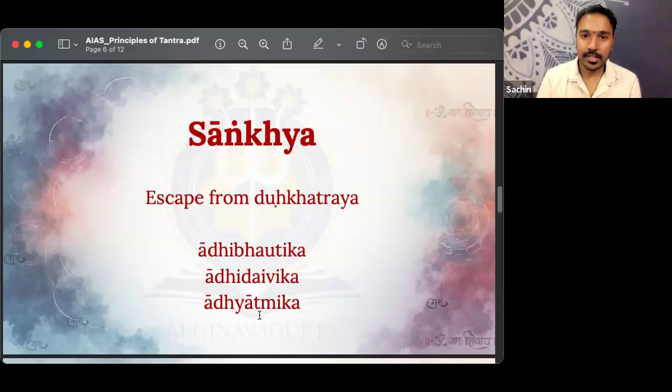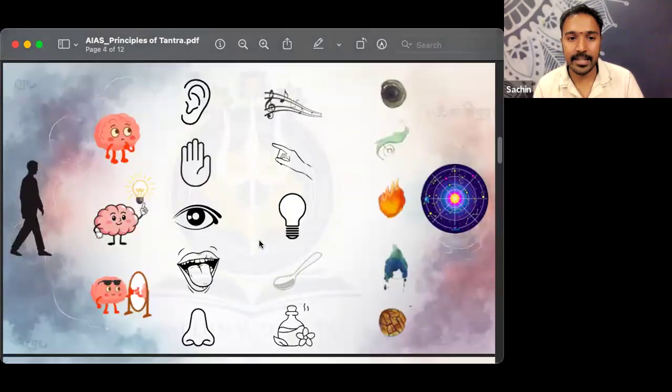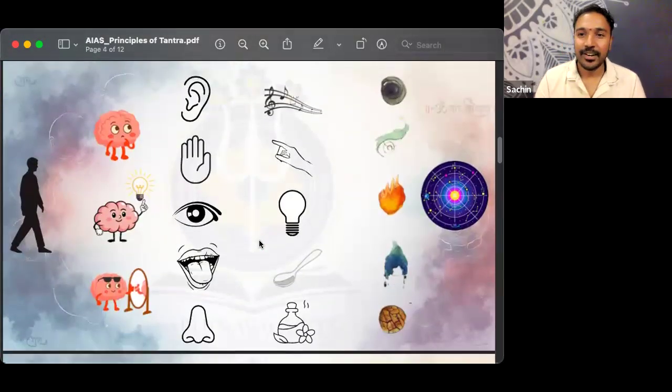So Sankhya was introduced to give us a solution on how to get rid of all these three dukkhas. Tapatraya mochana, or how to escape from these tapatraya or dukkhatraya. So for that, Sankhya explained all these. All the 25 tattvas in Sankhya were explained to tell you how to get rid of these three dukkhas. So let's see how Sankhya is going to help us to get rid of all these tapatrayas.